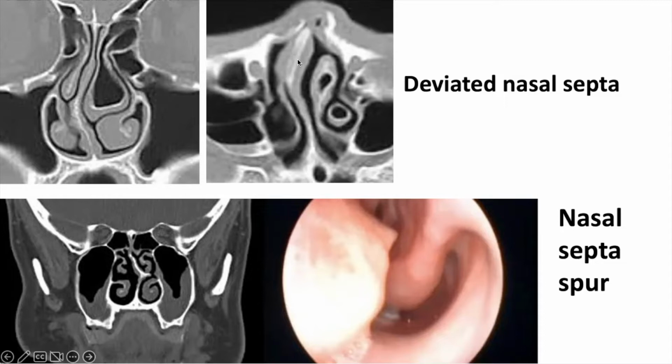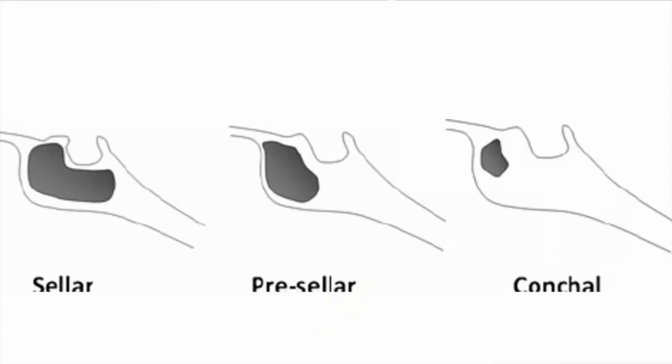These are some of the examples. This is the deviated nasal septum on this side. On axial and coronal cuts, you can find out the deviation, plus you can see the spur. In this case, the nasal septum spur is there on this side, which is also confirmed on endoscopy. So on the left side, this spur is going, so it will make surgery difficult when you work on the left side. These are examples of the various pneumatizations and types of sphenoid sinus.